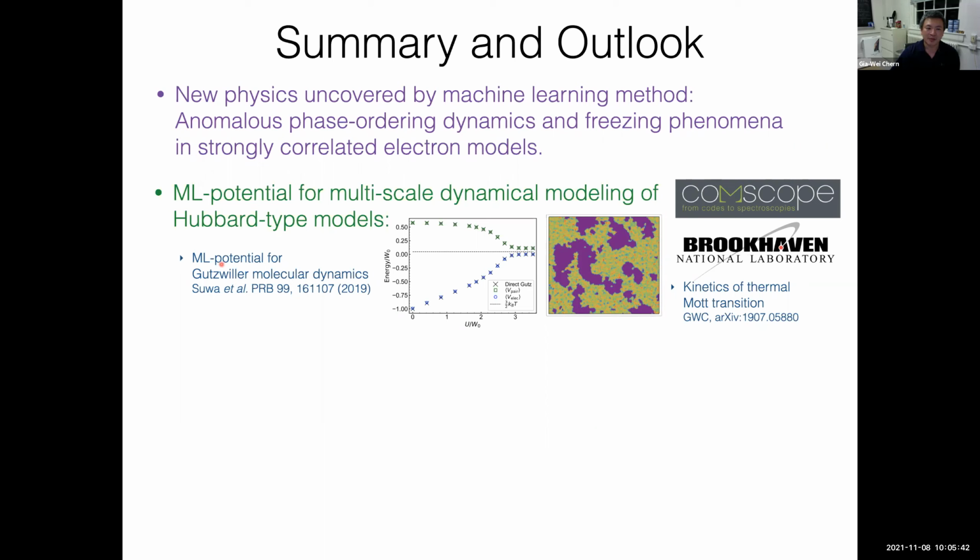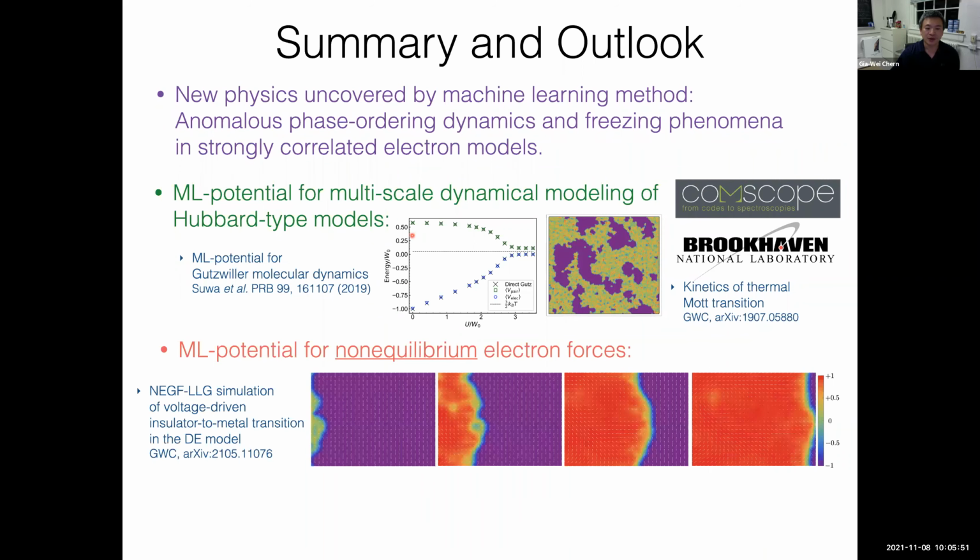And we also developed a machine learning potential for a Hubbard-type model, like this Hubbard liquid model with Gutzwiller methods. And in the future, we also want to develop machine learning potentials for non-equilibrium electron forces.